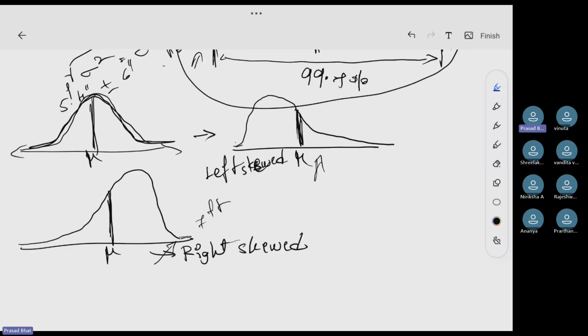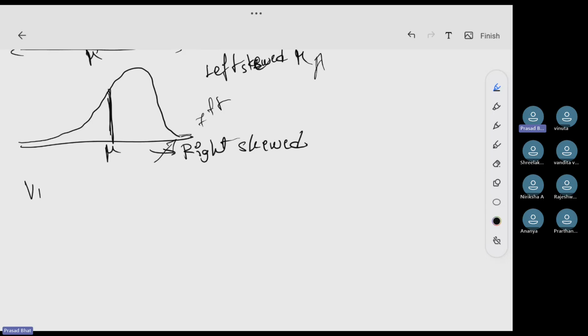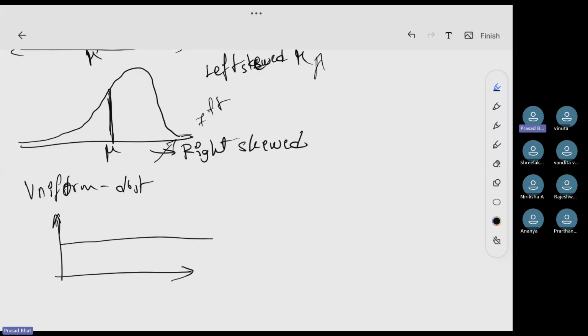Remember this part. There is another kind of distribution, the T distribution, which is also quite similar. Then there is uniform distribution, which is very simple. It looks something like this. Samples are spread equally with equal probability over the ranges. Any sample you pick has an equal probability of being picked. That kind of distribution is what we call uniform distribution.